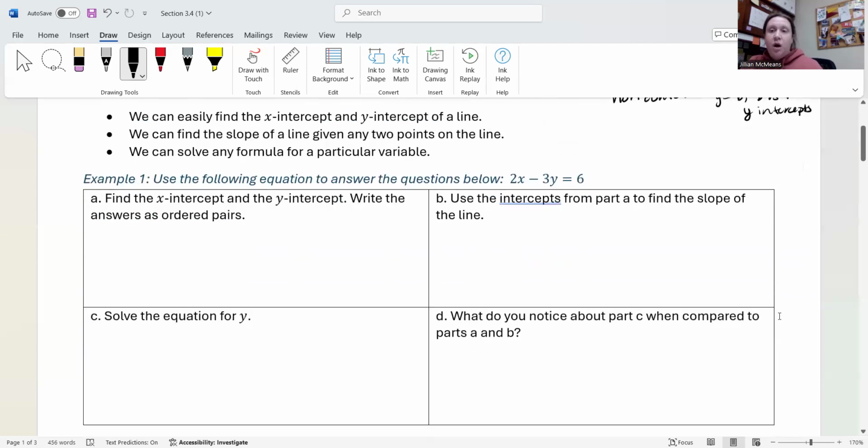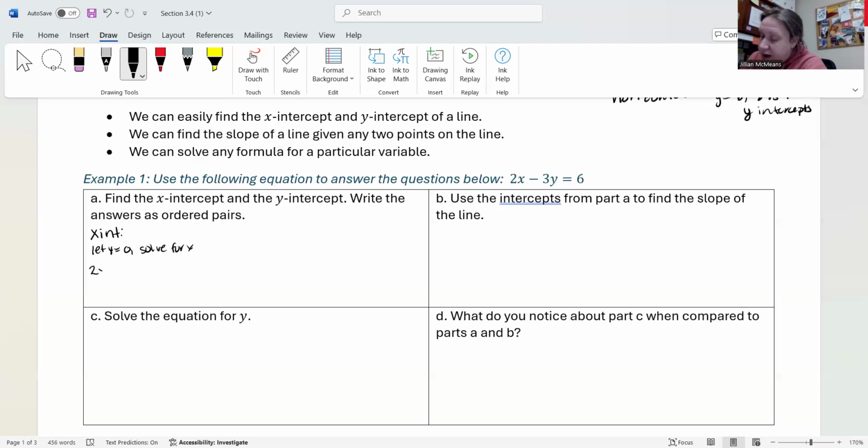So example one, we're going to prove that slope-intercept really is slope-intercept. It says use the following equation to answer the questions below: 2x minus 3y equals 6, okay? Part A says find the x and the y intercepts, and then we're going to write them as ordered pairs. So for the x-intercept, remember, we let y equal 0 and solve for x.